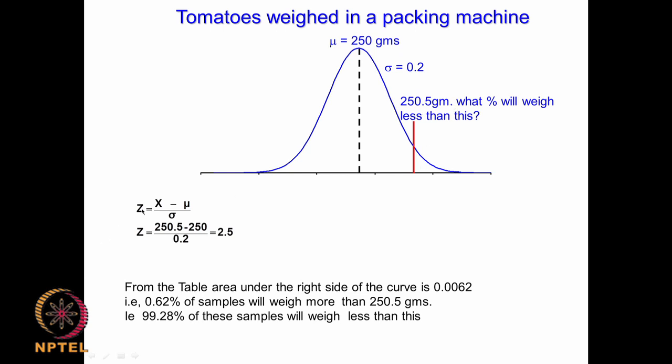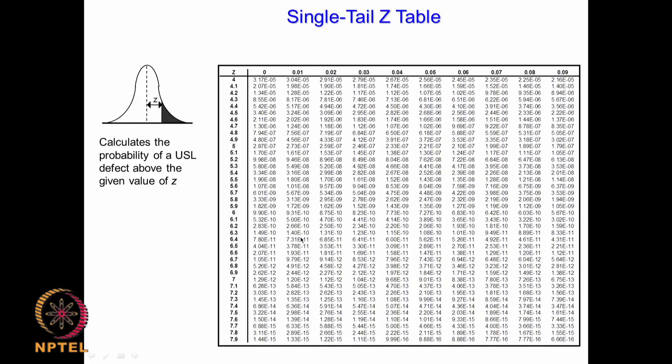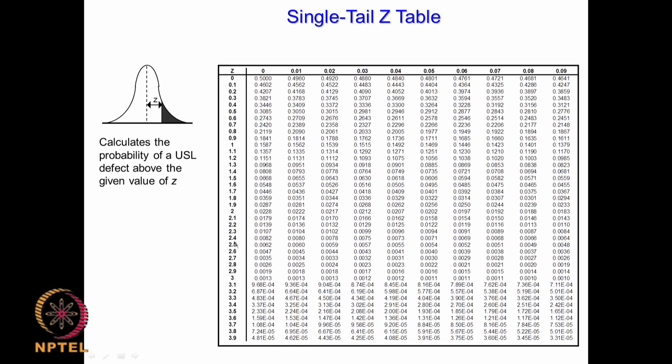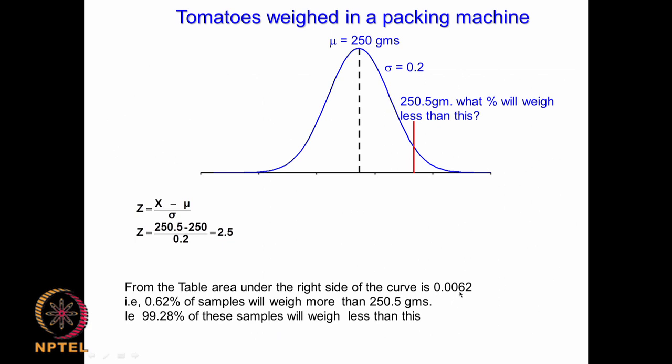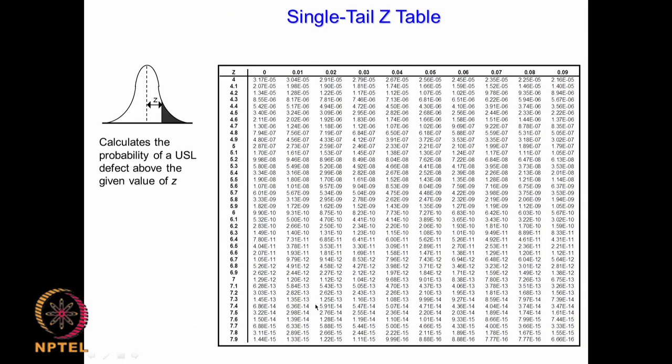Okay, so what I do, z is equal to (x minus mu) by sigma. Mu is 250, sigma is 0.2, so z is equal to 2.5. So I go to my table, 2.5, okay, I get 0.0062. So 0.62% of the samples will weigh more than 250.5, because the table gives you this side, right?